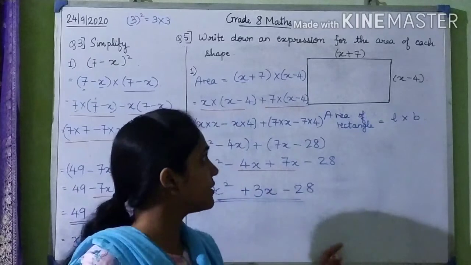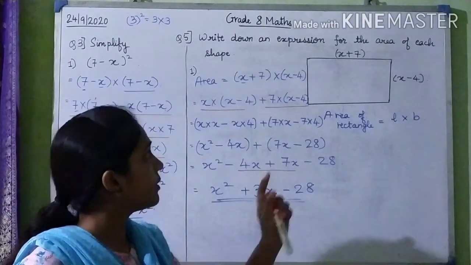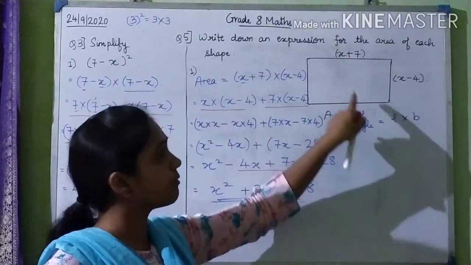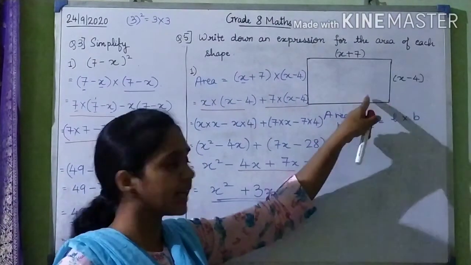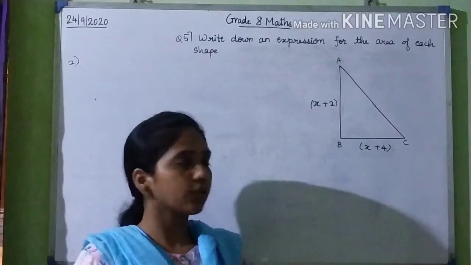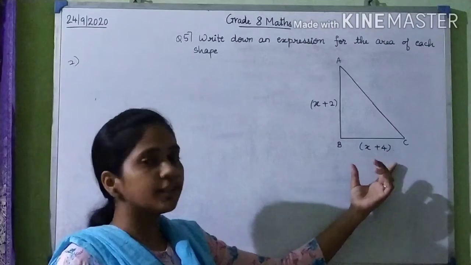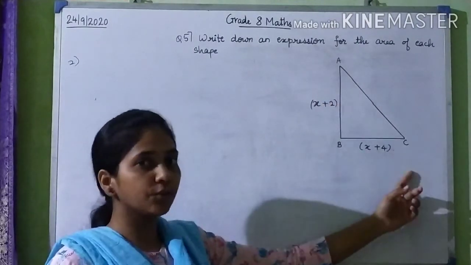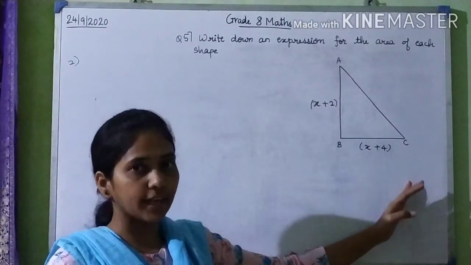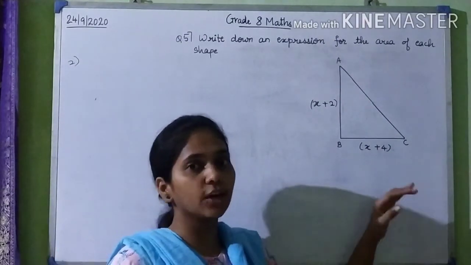Okay, so we have a next question based on this same thing, that is a rectangle. Instead of a rectangle, a triangle is given to you and we have to find the area of it. Okay, so this is our second sum now. In the second sum, instead of a rectangle, a triangle is given to you and you have to find its area. So we need to know the formula to find the area of a triangle.